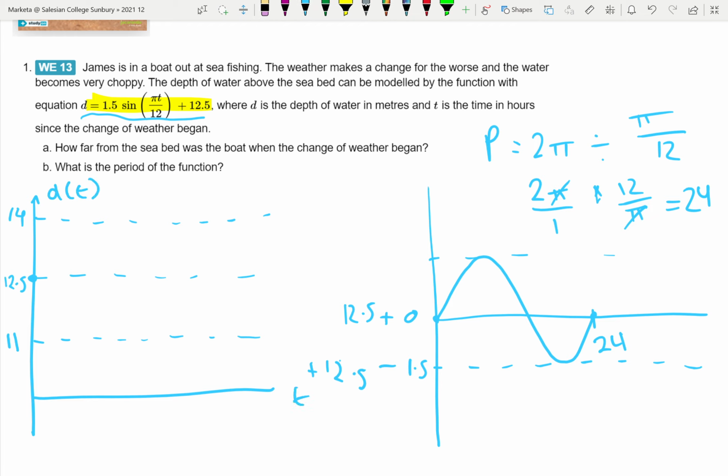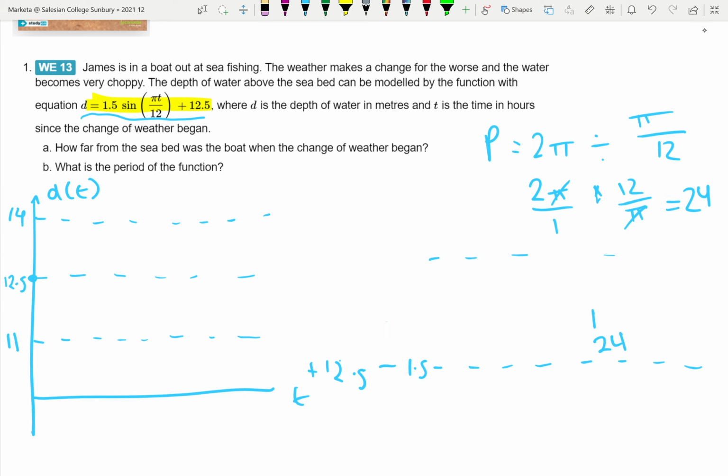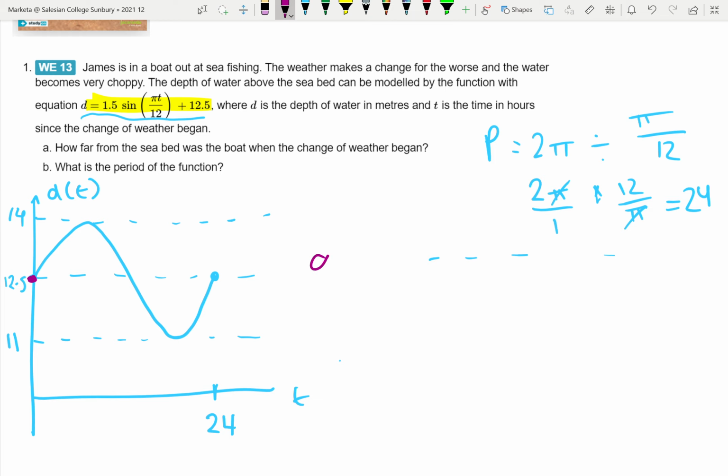So let's get rid of that one, and I will draw the sine graph there. We know that the period is 24, so it's going to go to here. Now I'm going to look at what the questions are actually asking me to do. How far from the seabed was the boat when the change of weather began? Remember that this graph is showing the depth of water, so the height above the seabed. The boat is starting here, so it's going to be 12.5. So A, it's 12.5 meters from the seabed.